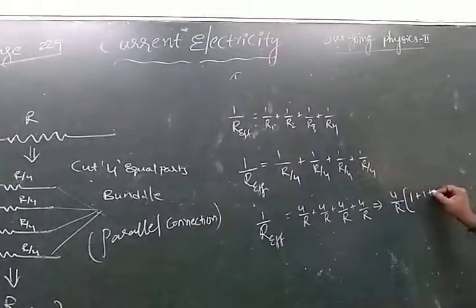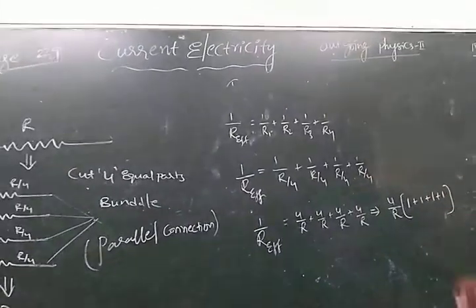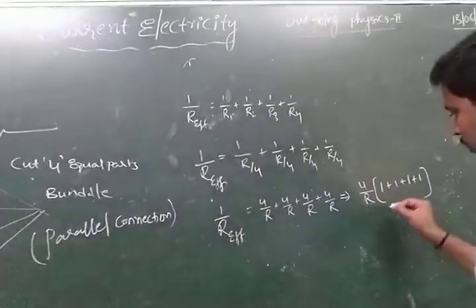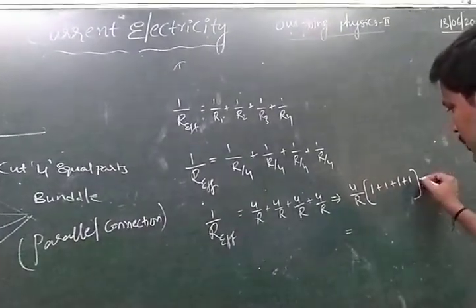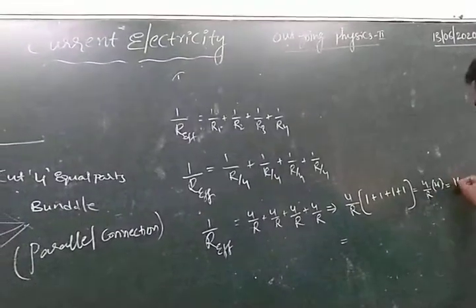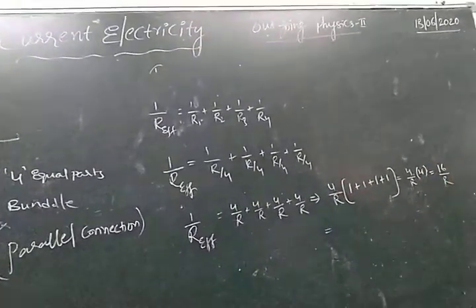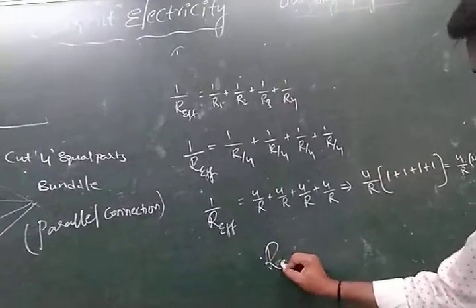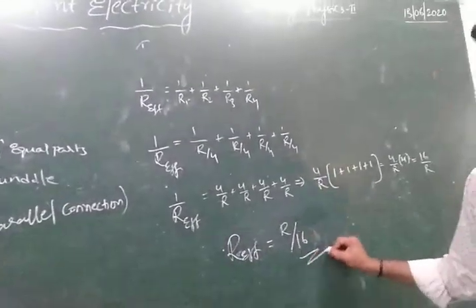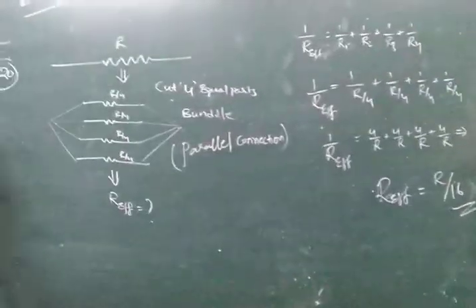That is equal to 4 by R times (1 plus 1 plus 1 plus 1), taking 4 by R common. Then we get 4 by R into 4, that is equal to 16 by R. Effective resistance is equal to R by 16. This is the problem. Next.